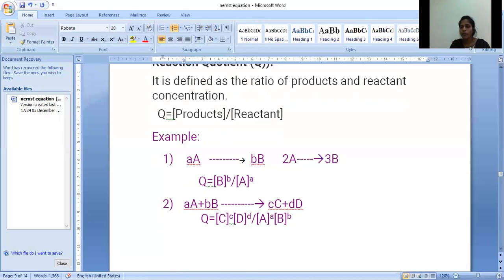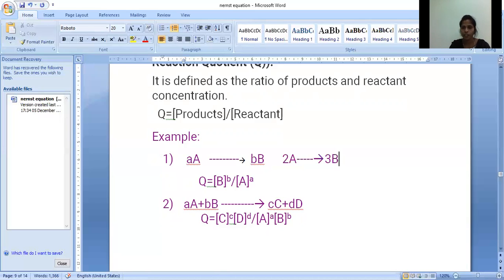So in this session, what we have seen now is the derivation of the Nernst equation at room temperature. So what is the Nernst equation? It is a relationship between electrode potential, standard electrode potential, temperature and the reaction quotient, or the relation between cell potential, standard cell potential, temperature and the reaction quotient.